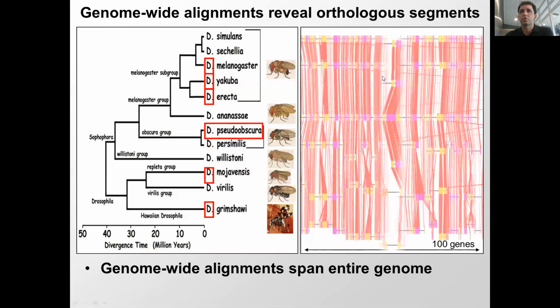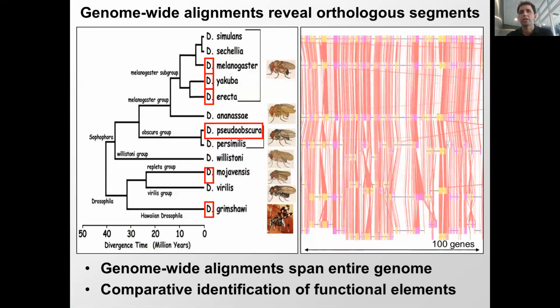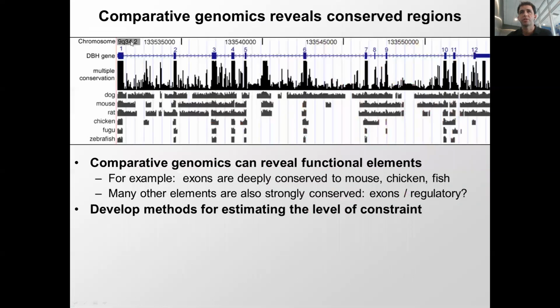This scales not just for a few genes, but for hundreds of genes. And that means that we can actually start building genome-wide alignments. So we can actually span the entire genome and use that to identify functional elements. Here's one example of the usefulness of alignments.